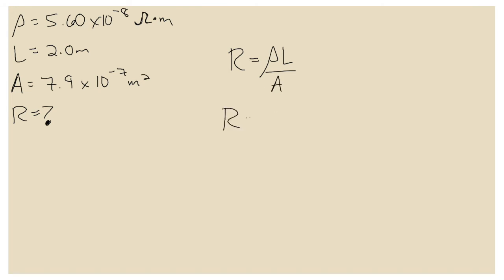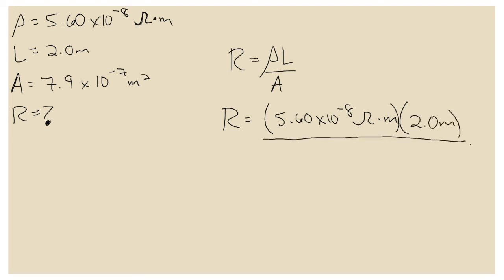And so we take the resistivity, which we found from the reference tables, 5.60 times 10 to the negative 8 ohm meters. We're going to multiply that by the length of the wire, 2.0 meters. And then we're going to divide that by the cross-sectional area, 7.9 times 10 to the negative 7 meters squared. Notice the square is on the inside of the parentheses here because the unit is just meter squared.